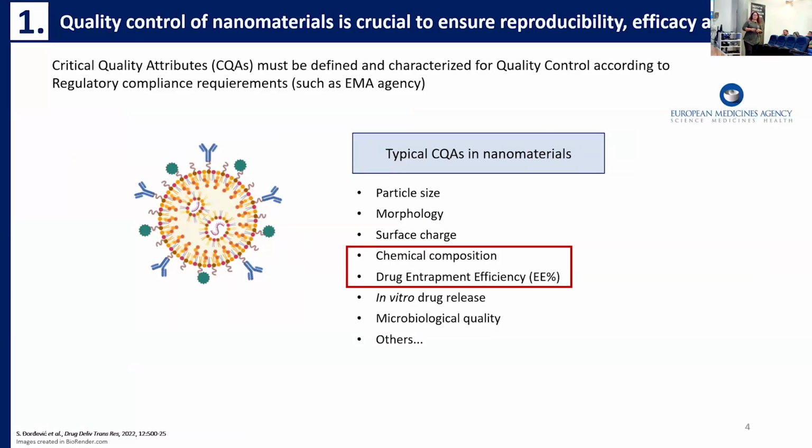So as the objective of their use is for medicine, it's important to have a good quality control of these materials in order to ensure their batch-to-batch reproducibility, but also the efficacy and safety prior to preclinical or clinical tests with them. And the regulatory agencies, like the European Medicines Agency, recommend identifying the critical quality attributes, which are those features of these nanoparticles that can have a high impact on their physicochemical properties.